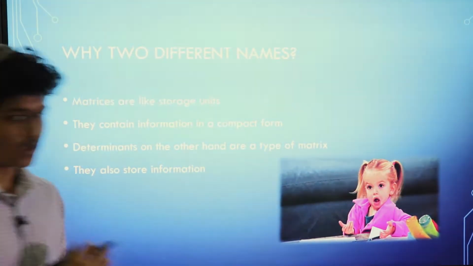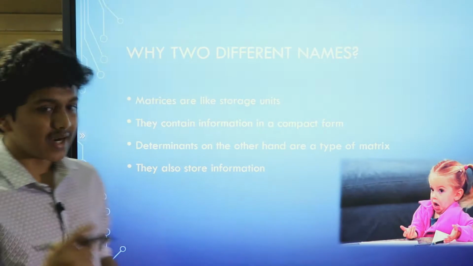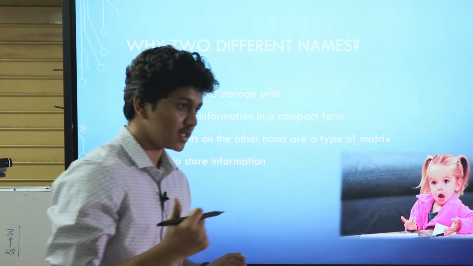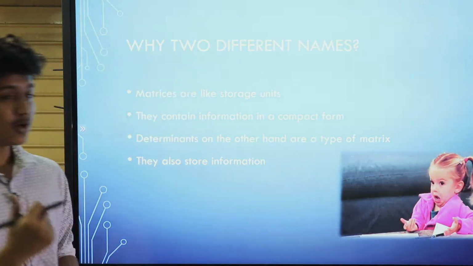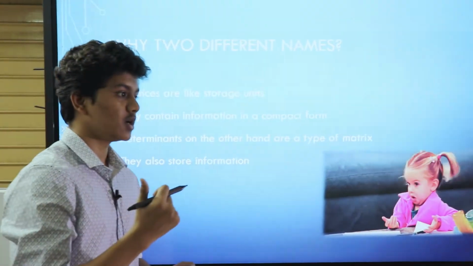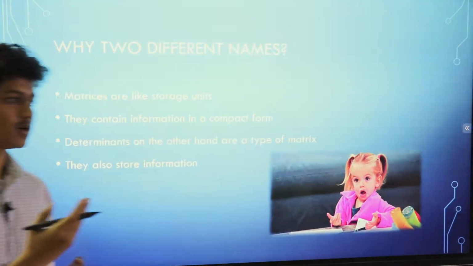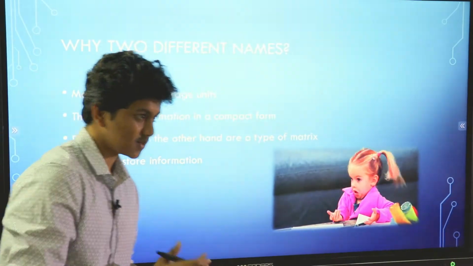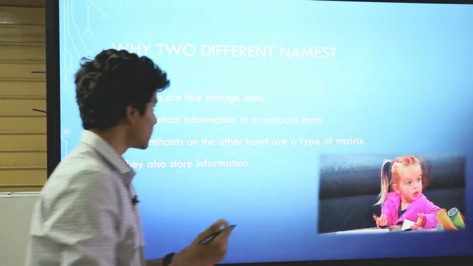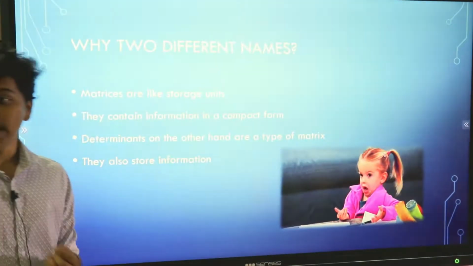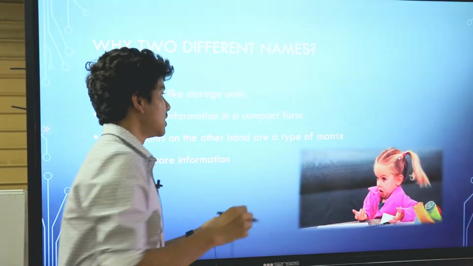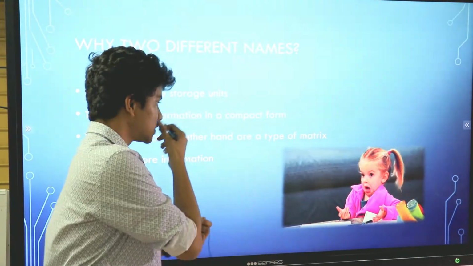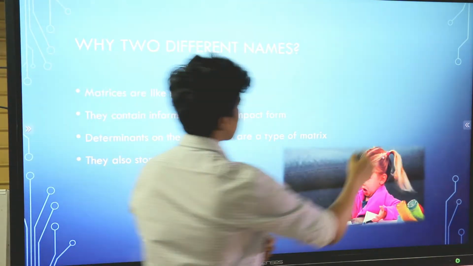Now, why are there two different names? Matrices are storage units. Matrices store information in a very compact manner. They use numbers because when we deal with computers, we can only use numbers because computers understand binary systems. We cannot tell them using words. Determinants, on the other hand, are a type of matrices which need some certain properties which we'll discuss later.